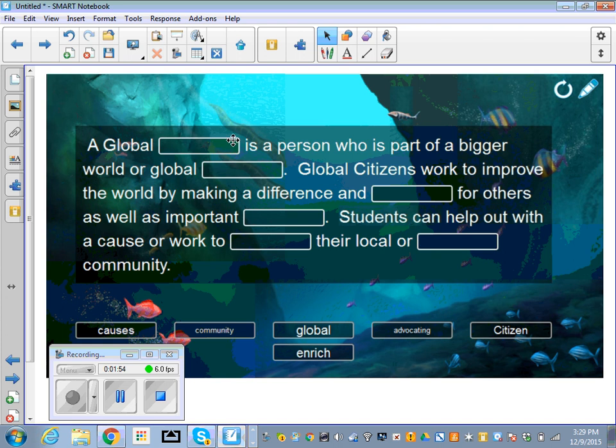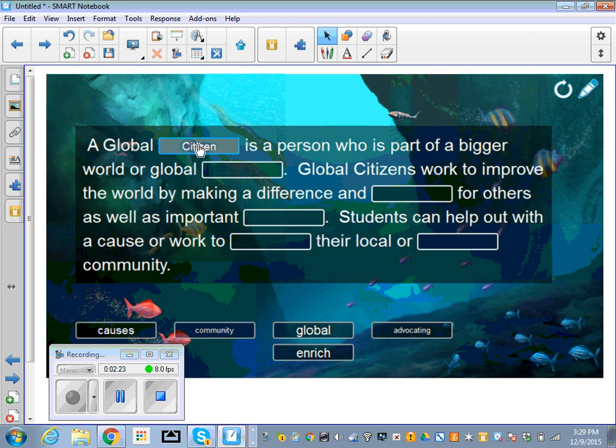A global blank is a person who is part of a bigger world, or global blank. We'll talk about the first portion, and then we'll go through the words and talk about which of these might really fit with an individual person. We would talk about how causes wouldn't necessarily fit, what type of part of speech that is, and then trying to determine what a cause might be, and whether that fits in the context of the word. So the answer here is citizen.